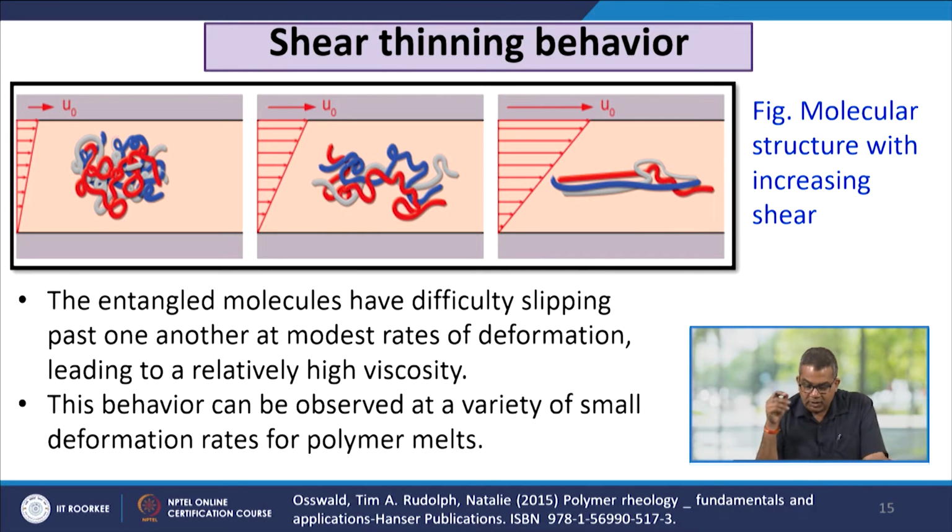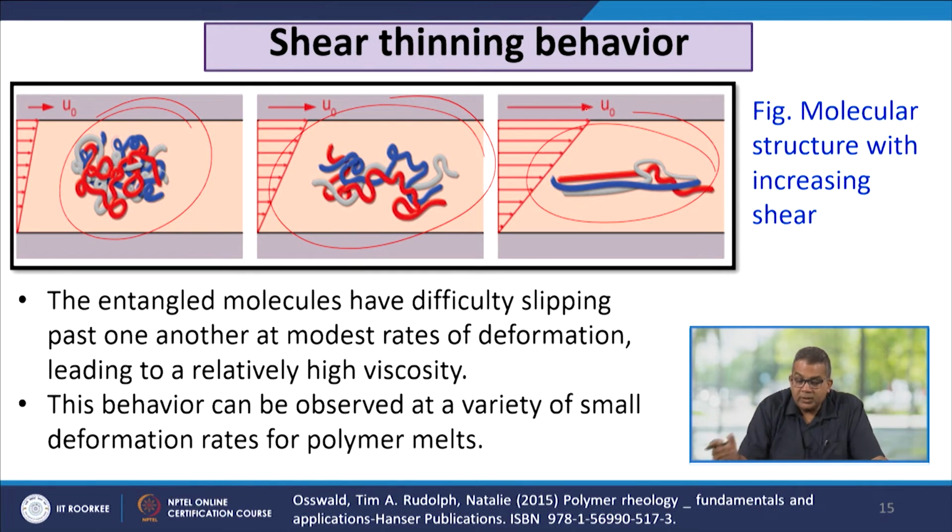Now, here you see the molecular structure with increasing shear. This is the entangled molecules. They have difficulty slipping past one another at a modest rate of deformation, leading to a relatively high viscosity. So, they are very much compact in nature. This behavior can be observed at a variety of small deformation rates for polymer melts. Here you see they are trying to unentangle and they are adopting the flow behavior.